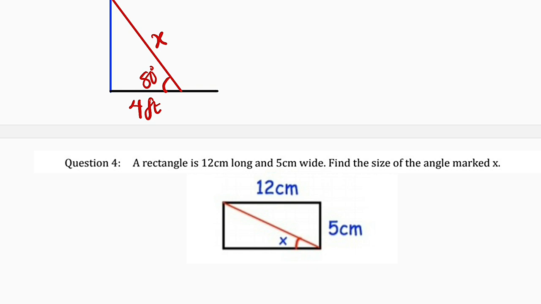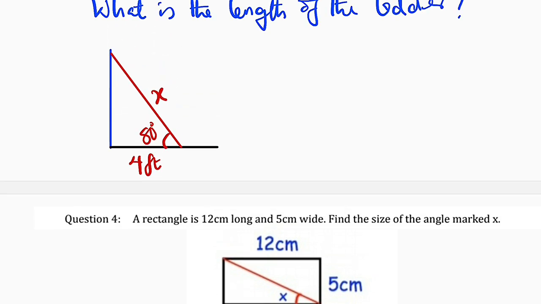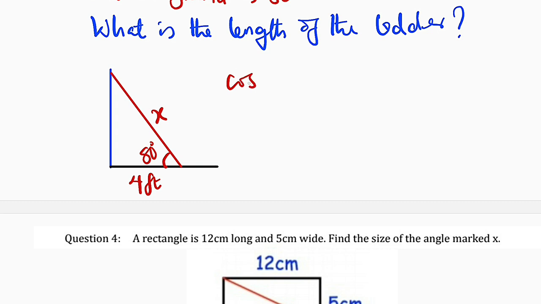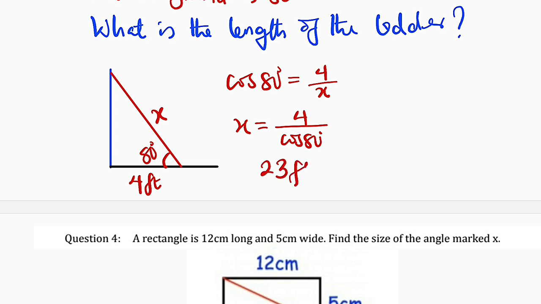feet. So you can see that we have the adjacent side, we have the hypotenuse. We are going to use cosine. So cosine of 80 degrees is equal to 4 divided by x. And therefore, x will be equal to 4 divided by cosine of 80 degrees. And this is approximately 23 feet to the nearest whole number.